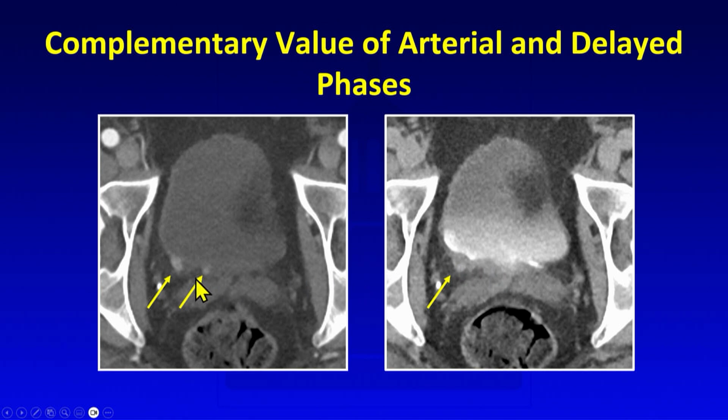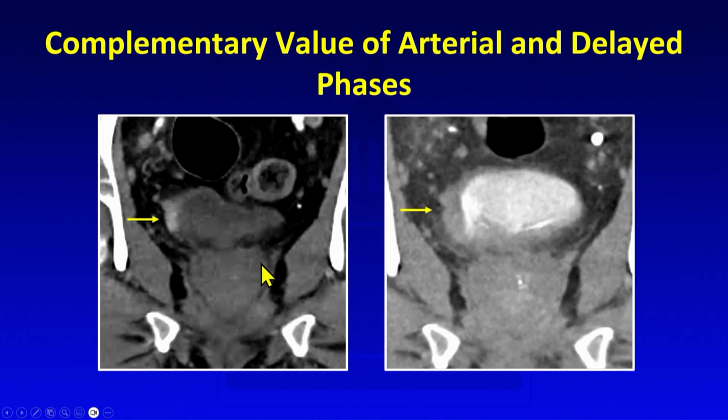But whereas when you look on the arterial phase images, it's so much more obvious, these enhancing foci, so much easier to pick up on the arterial phase. So really you need to look at both of those sequences to maximize the yield. Same case on the coronal. So again, you can appreciate there is asymmetric wall thickening here on the delayed, but so much easier to pick up on the arterial phase.